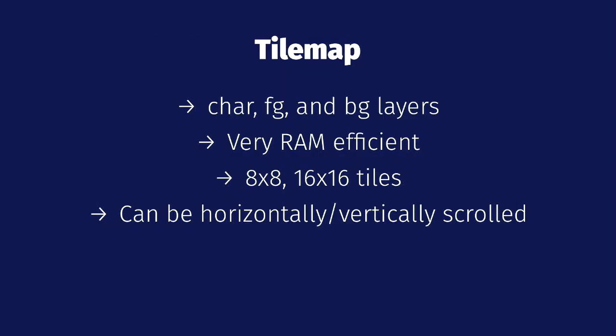The character, foreground, and background layers are all actually something called tile maps. To save RAM, tile maps are divided into a grid of 8 by 8 or 16 by 16 tiles. And the foreground and background tile maps can be scrolled vertically or horizontally. And this is to give the illusion to the player that they're moving around in a 2D world.